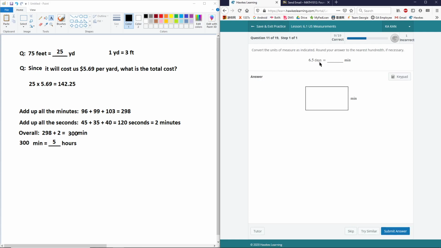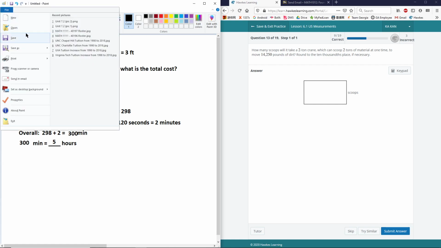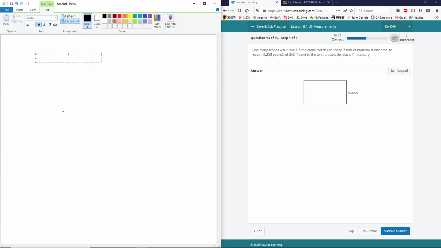So that, how many, 6.5 days, how many minutes? You can multiply by 24 to get hours, then multiply by 60 to get minutes. So you can try that out yourself. Same thing over here. How many scoops would it take a 2-ton crane that can scoop 2 tons at a time to move 14,250 pounds? So let's see about this one. So here's the game. We have 14,250 pounds. The question is, first, how many tons then?